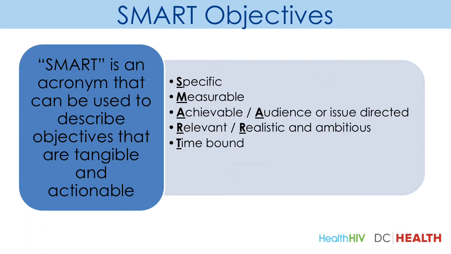When you draft your objectives, try to make certain that they follow the SMART objective criteria. SMART is an acronym that can be used to describe objectives that are tangible and actionable. That is, you want your objectives to be specific, measurable, attainable, relevant, and time-bound. For some individuals, the acronym SMART can be specific, measurable, achievable, relevant, and time-bound, and others may also use the criteria audience or issue directed for the letter A, or realistic and ambitious for the letter R.